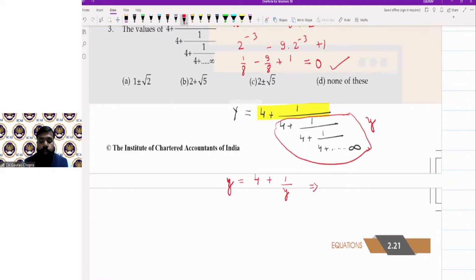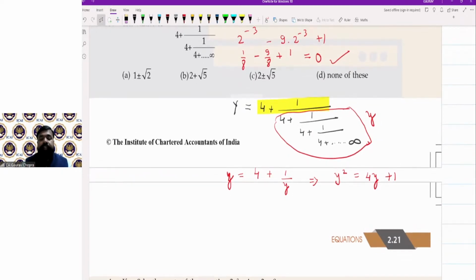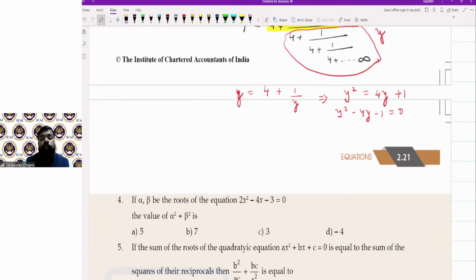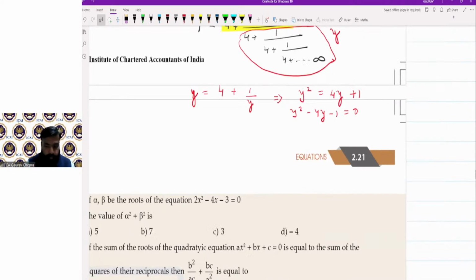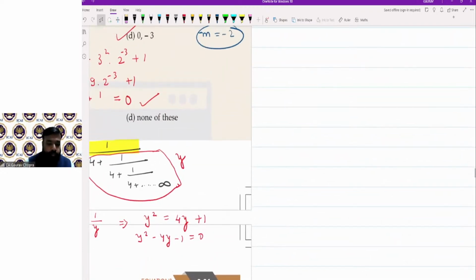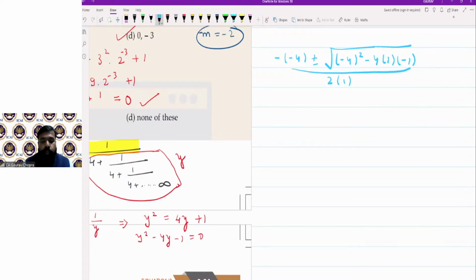Now let's take the LCM and solve. So y square is equal to 4y plus 1. So this becomes the quadratic equation. और अब इस quadratic equation को हम solve करेंगे using any of the methods. So let's solve using Sridhar Acharya method. So minus b plus minus root of b square minus 4ac upon 2a. A is 1.